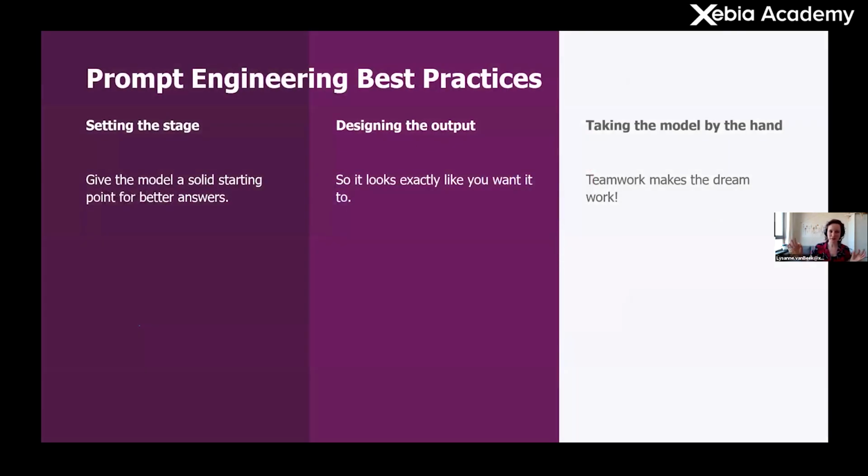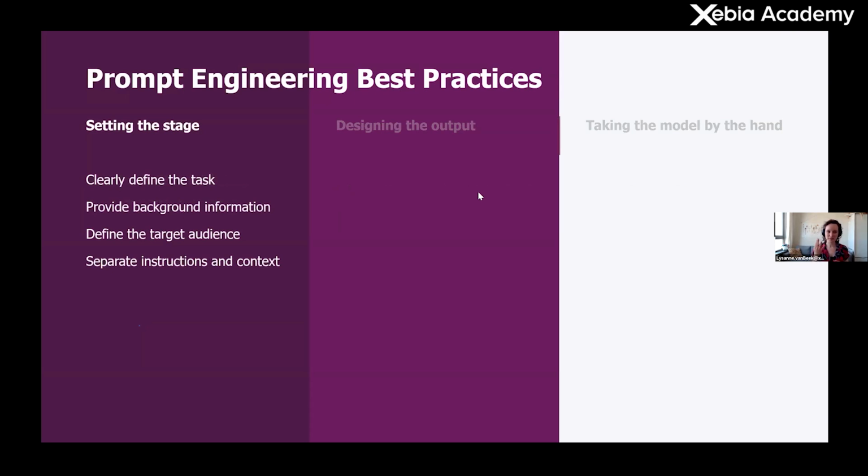So I've divided my tips into 3 sections. We're going to talk about setting the stage, so giving the model the best starting point. Then we're going to talk about designing the output so it looks exactly the way you want it to. And a couple of tips about taking the model by the hand, because it takes 2 to tango. Both for the model and for you. You need to help a little bit.